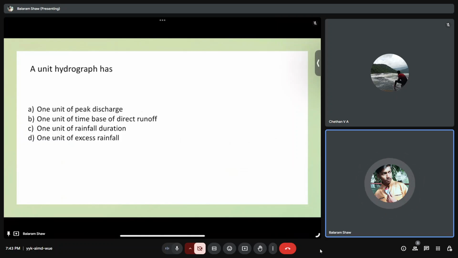Next question is about a unit hydrograph. A unit hydrograph has one unit of peak discharge? No, it can have any value, right? One unit of time base of direct runoff, or one unit of rainfall duration, or one unit of excess rainfall. We have discussed in detail what a unit hydrograph is. So the correct answer is one unit of excess rainfall.